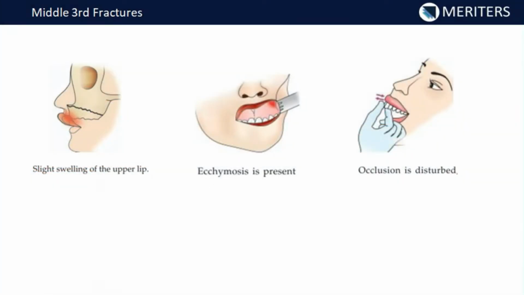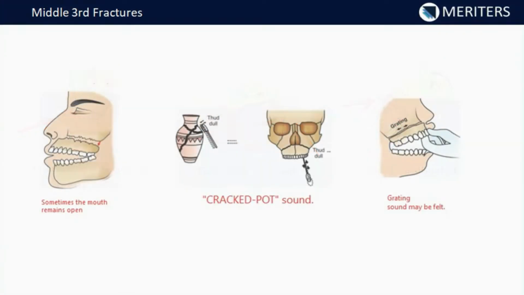As we can appreciate in the clinical features here in the figure, slight swelling of the upper lip can be appreciated in LeFort I fractures. Then we'll try to see the ecchymosis. In the buccal segment and beneath the zygomatic arch, ecchymosis is generally present. Then when you check the occlusion, the occlusion is disturbed with a variable amount of mobility in the tooth bearing segment. Now sometimes the mouth may remain open, as we can see in the figure here.